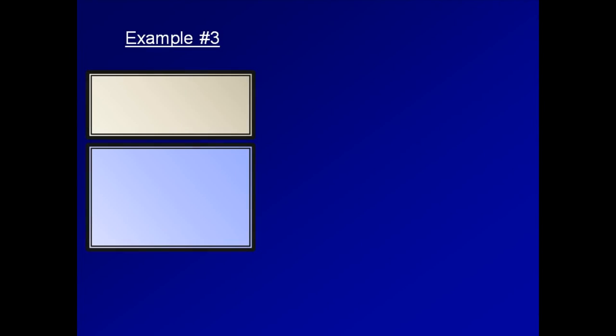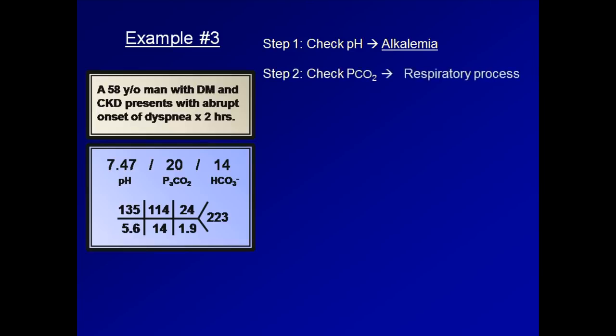For example number 3, let's try something a bit more complicated. This time we have a very brief clinical vignette. The patient is a 58-year-old man with diabetes and chronic kidney disease who presents with an abrupt onset of dyspnea 2 hours ago. His pH is 7.47 with a PCO2 of 20 and a bicarb of 14. The elevated pH tells us the patient is alkalemic. Since the PCO2 is deranged in the opposite direction as the pH, the process must be respiratory in origin. So this patient has a respiratory alkalosis.